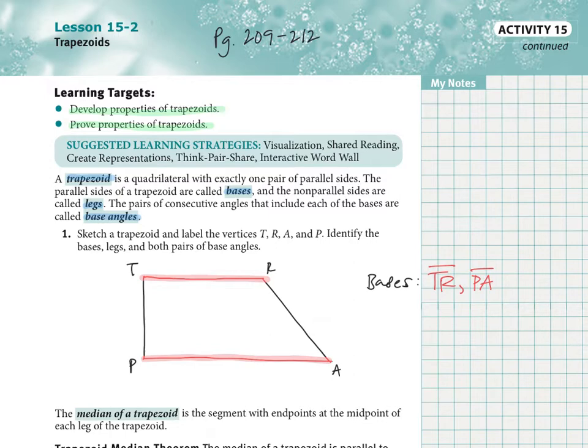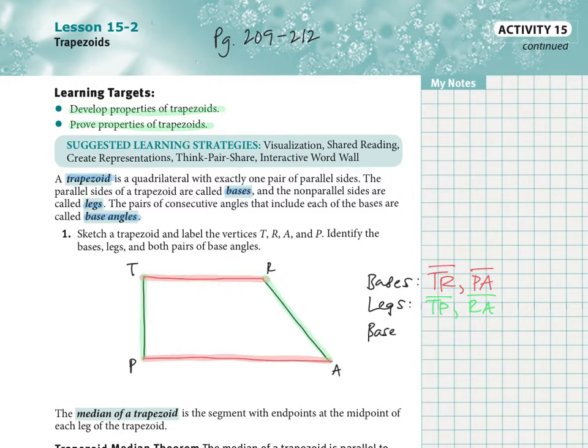Next, we're going to look at legs. Remember, the legs are the non-parallel sides. So looking at this, let's highlight in green. We're going to have TP, and we're going to have RA. Those are going to be our legs. So let's write down TP and RA. Next, we are going to have our base angles.